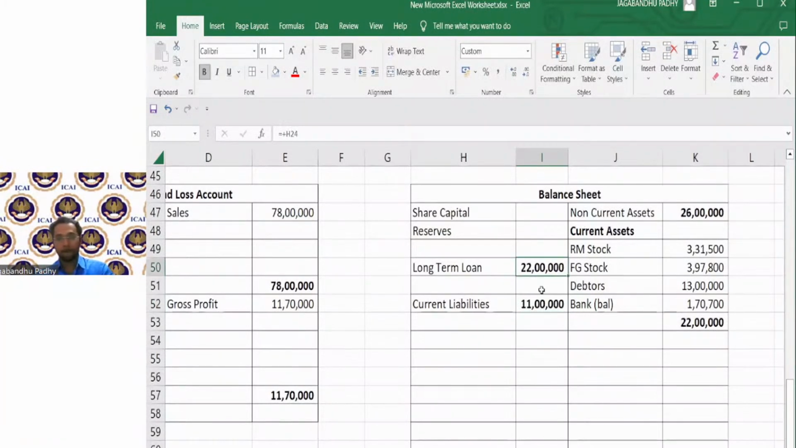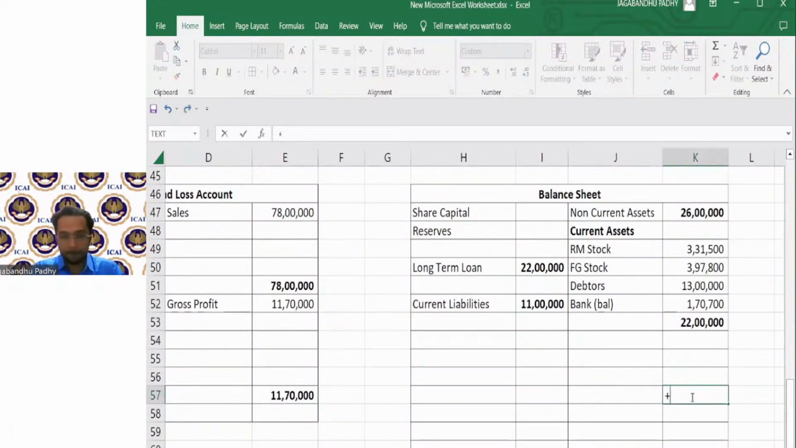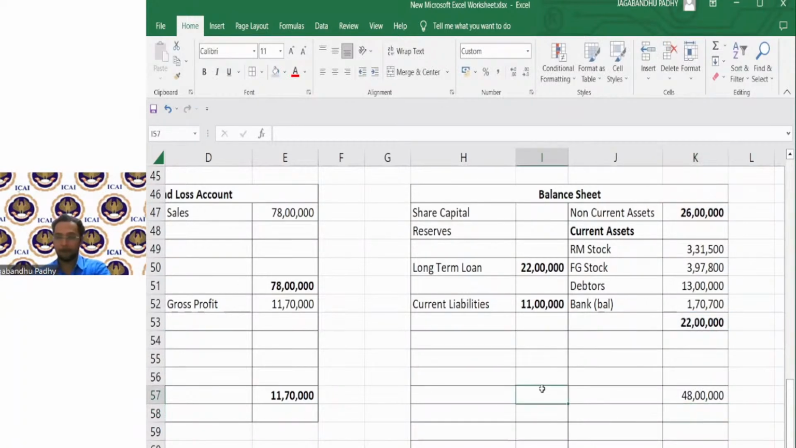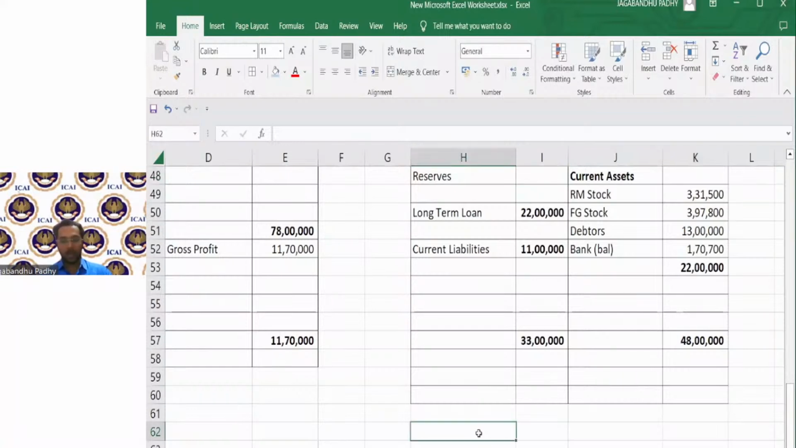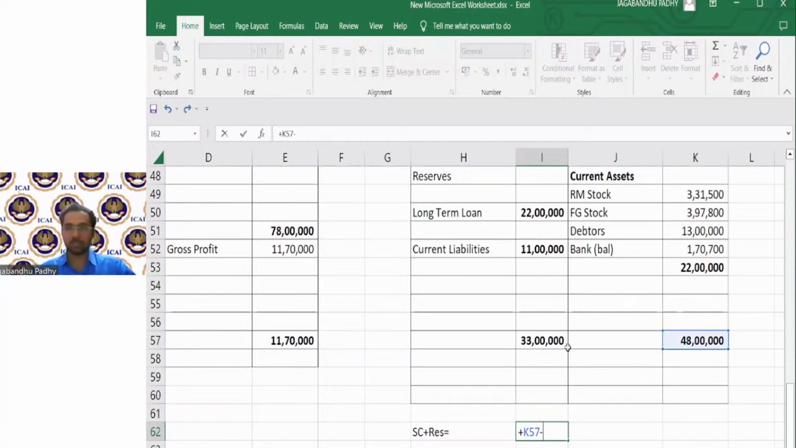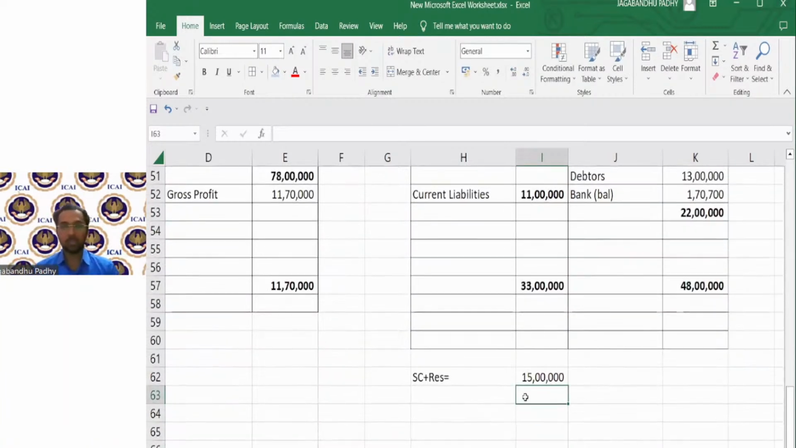So if you take a total of our asset and the liabilities section, okay, that's definitely not tallying because we haven't yet punched in the share capital and reserve. So undoubtedly, the share capital and reserves should total up to 15 lakh, right? The share capital plus reserves is basically 48 lakh minus 33 lakh.